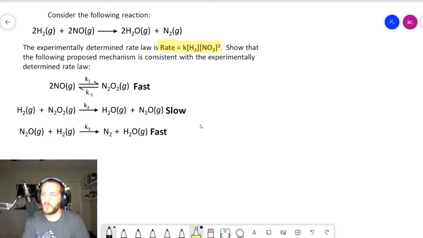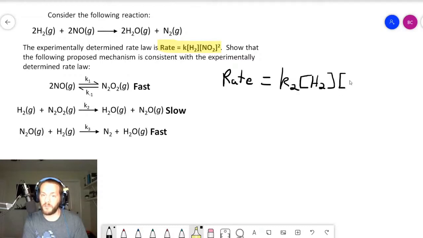Well, recall that the rate law for a chemical reaction is simply the rate law for the rate limiting step of the chemical reaction. And the rate limiting step, of course, is this one right here, the slow one. And so the rate is going to be equal to k, in this case k2, times the concentration of H2 times the concentration of N2O2.